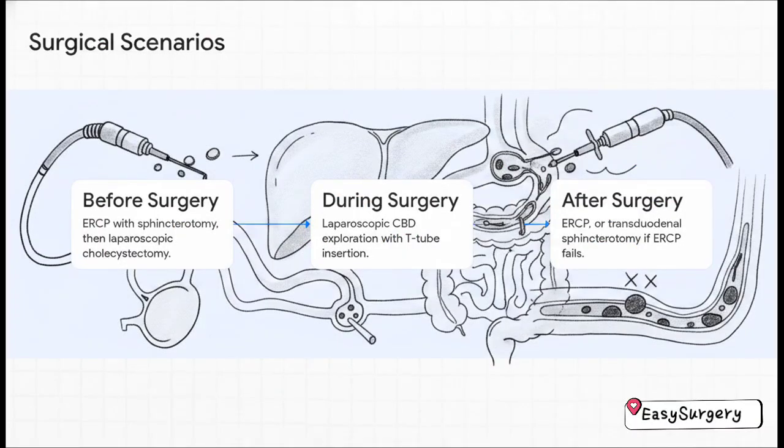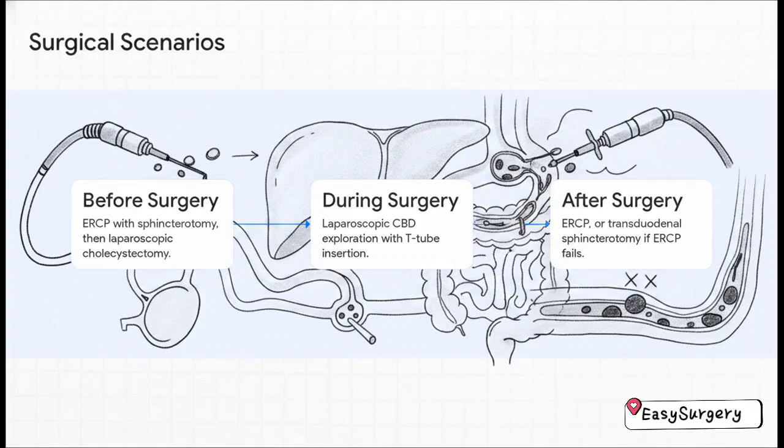Well, the exact clinical management depends entirely on exactly when you find the stone. Scenario 1, detected before surgery. This is ideal. You go in with an endoscope and ERCP, cut the sphincter, pull the stone out, and then you just remove the gallbladder laparoscopically a few days later. Scenario 2, detected during surgery. The surgeon has to open the duct right then and there, a common bile duct exploration, remove the stones, and insert a T-tube for drainage using the Kehr technique.